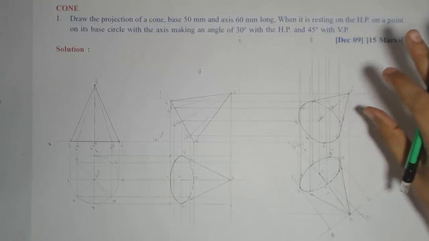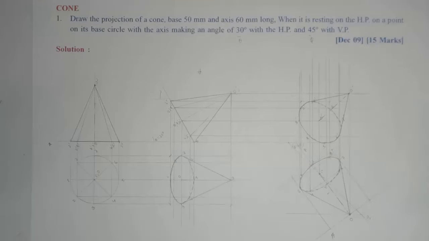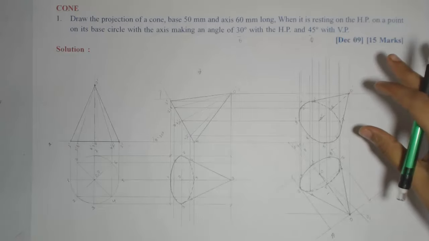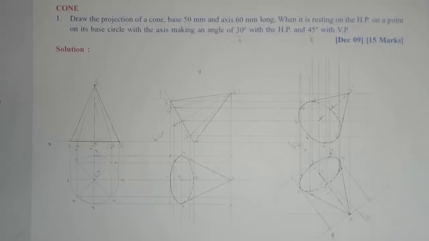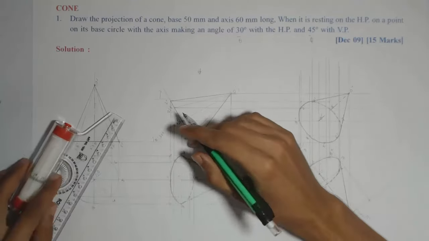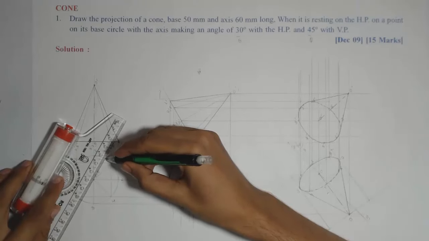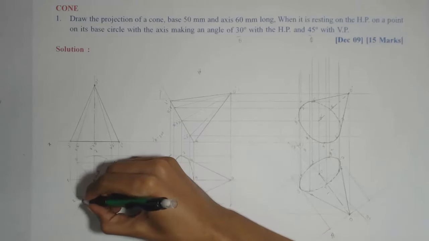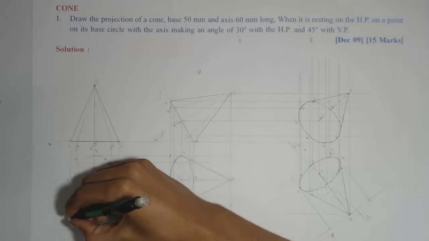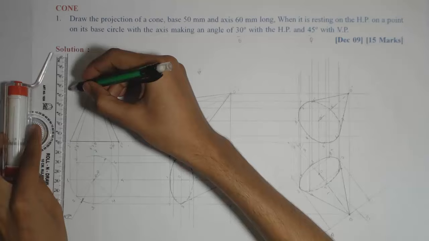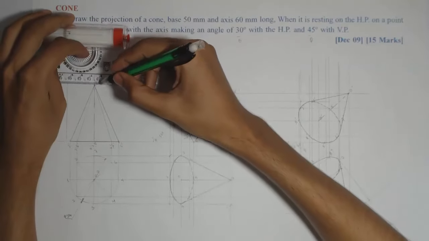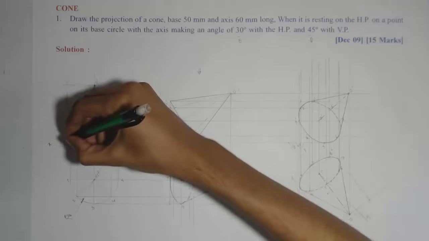So due to this complexity of ellipse, many of the students find it difficult to handle the problems of cone. But if you do with proper visibility rules, then it is easy. So finally we need to show the dimensions. So first is the diameter of the circle. This can be shown like this, which is 50 here. Then axis height, which is 60 mm.